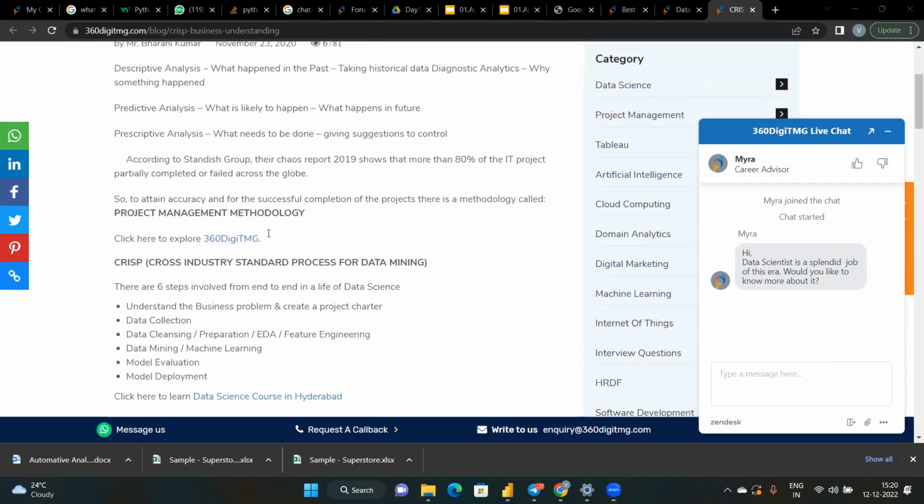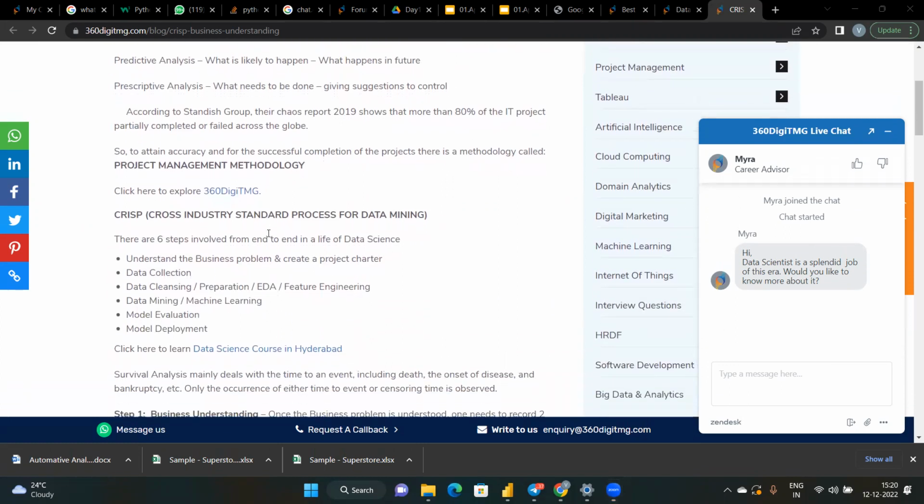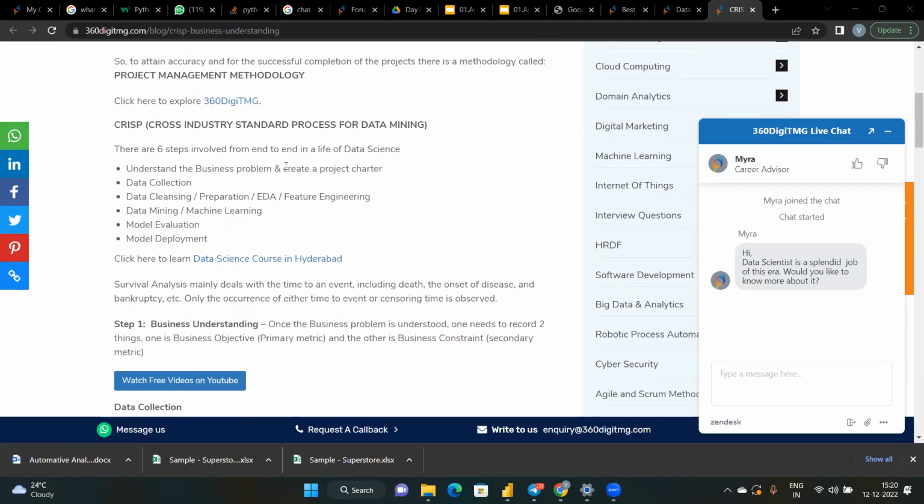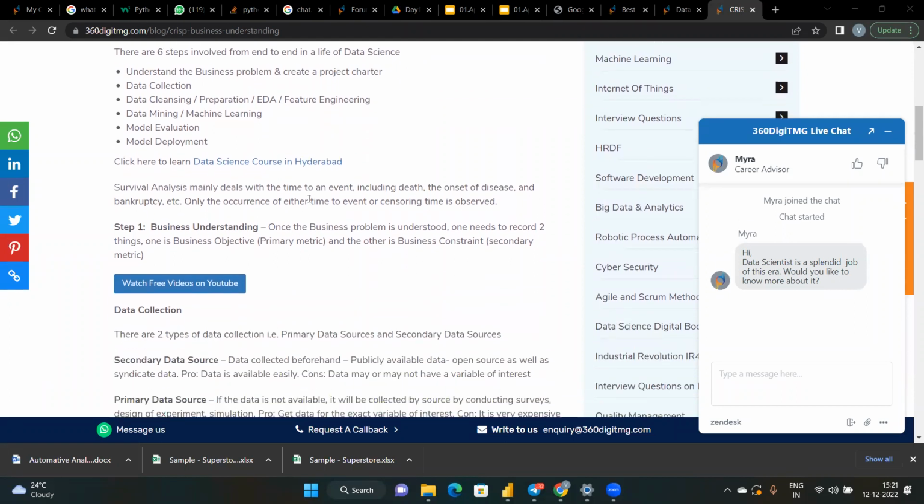And we have project management methodology. I'm going to explain it in the window. We'll be seeing the Cross-Industry Standard Process for Data Mining, which has 6 steps. We have seen that, right? Understand the business problem, record the business objective, and data collection, preparation, EDA, feature engineering, data mining, machine learning. Guys, in the upcoming sessions we are going to see how to implement all these things.